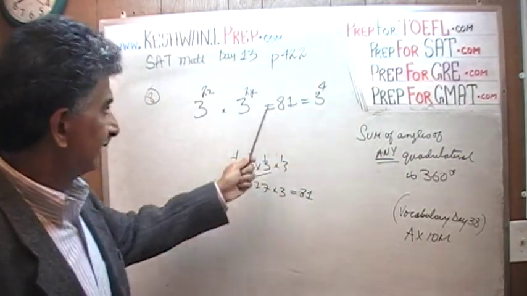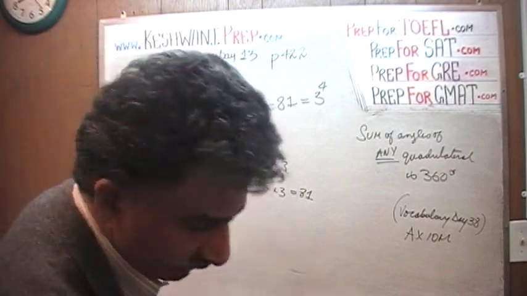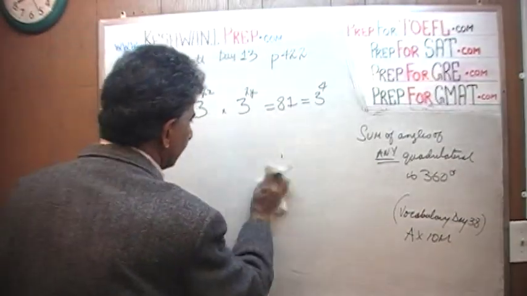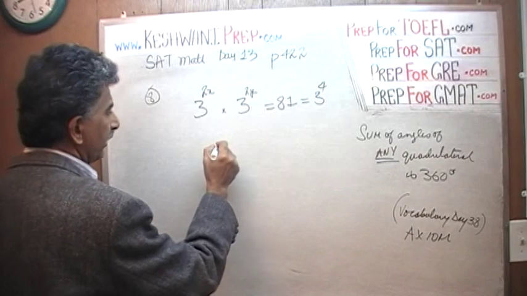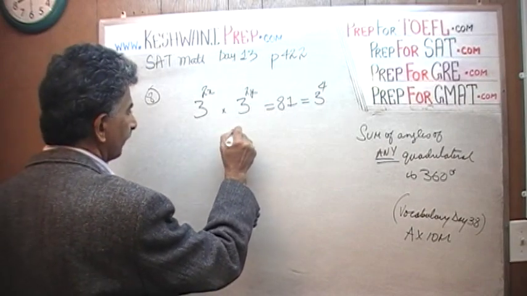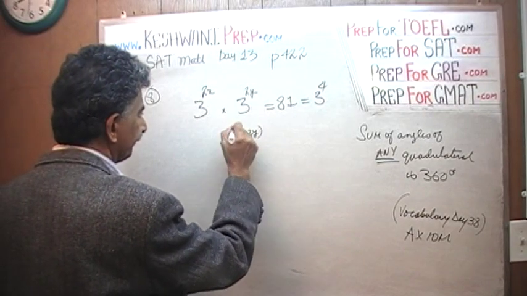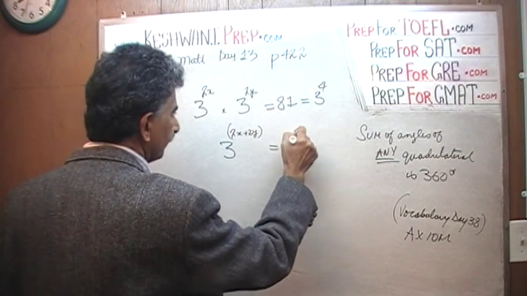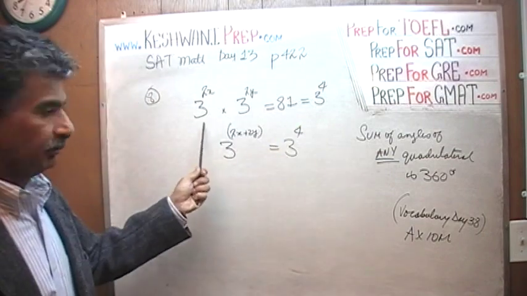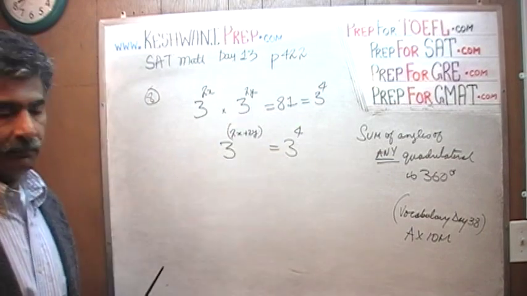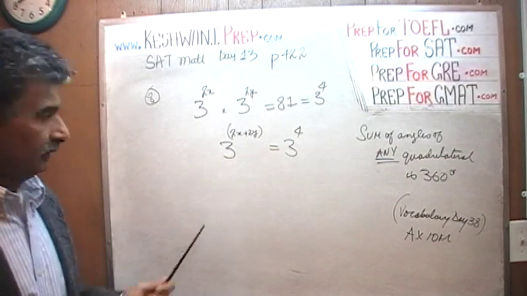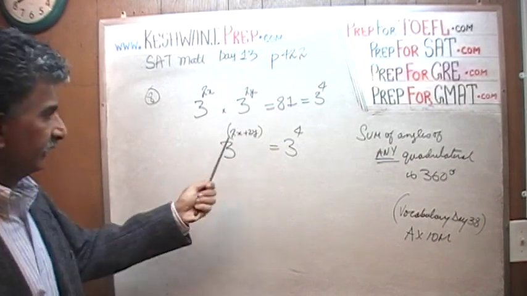Now that the bases are the same, this side can be written as 3 raised to 2x plus 2y, because when you multiply two numbers, the exponents are added, as long as they have the same base, which they do.